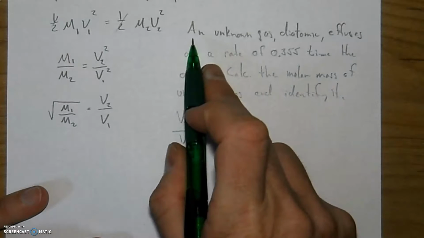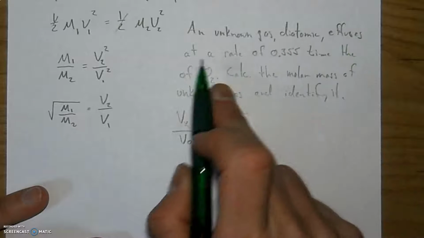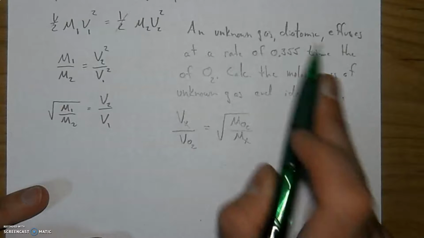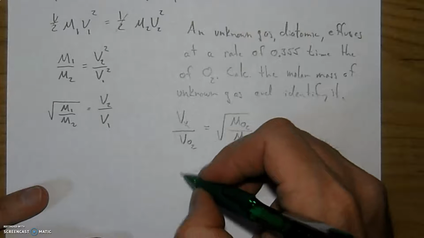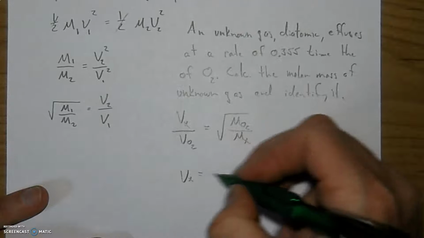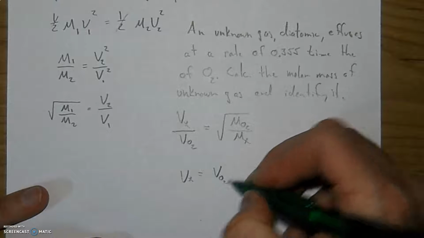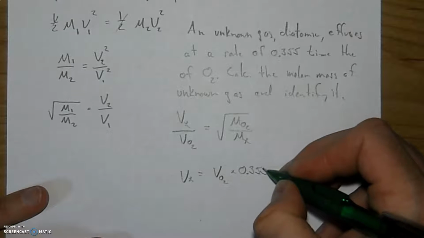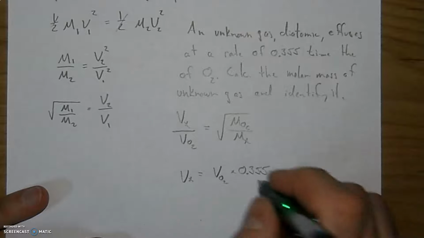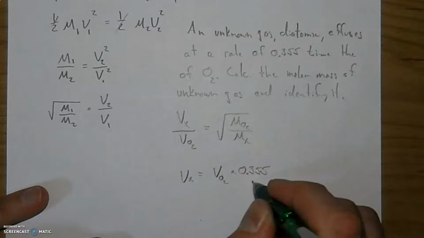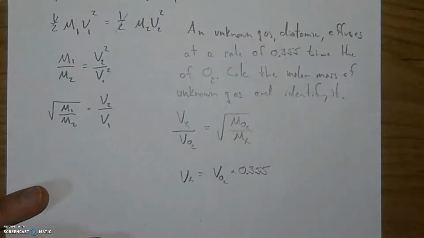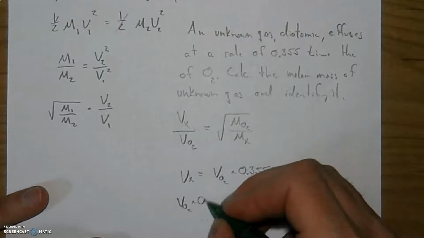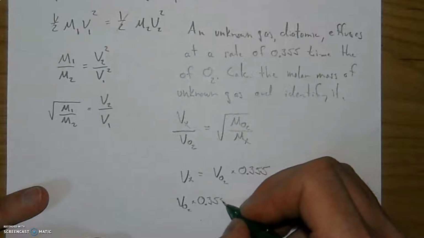Now, what I know based on what it says: an unknown gas is diatomic, it effuses at a rate of 0.355 of oxygen gas. That's what I'm going to base this off. So the velocity of this unknown gas, in comparison to oxygen, is what I know. So I can actually put this in place of x up there. Let's go ahead and do that. So VO2 times 0.355.